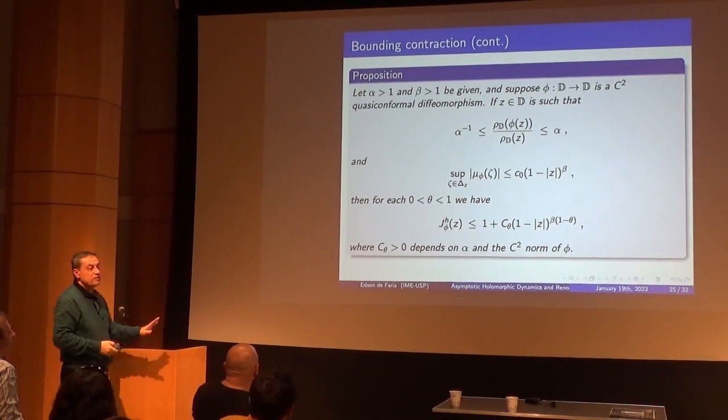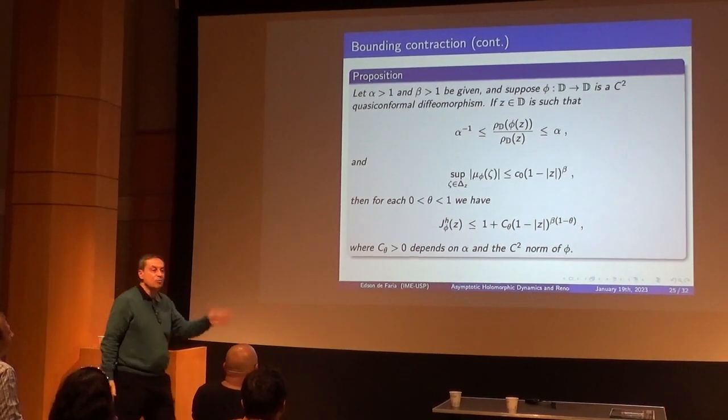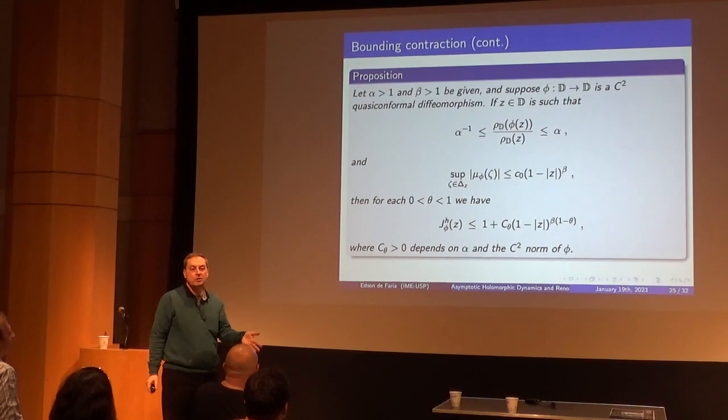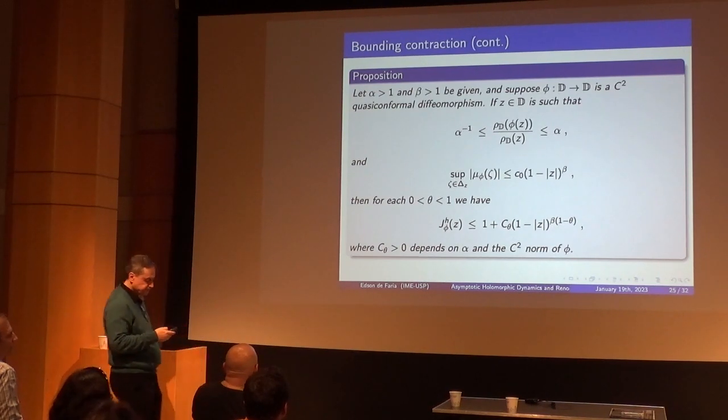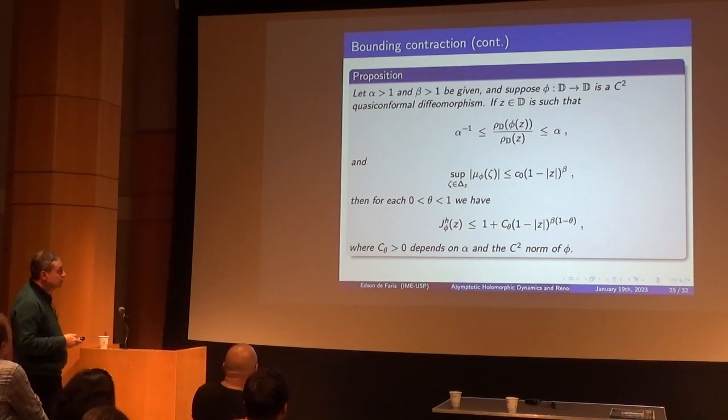So morally this is saying the following. If the map is almost conformal near the boundary, it's also almost an isometry or almost an area preserving map, okay? So that's the idea. So we have to prove this.